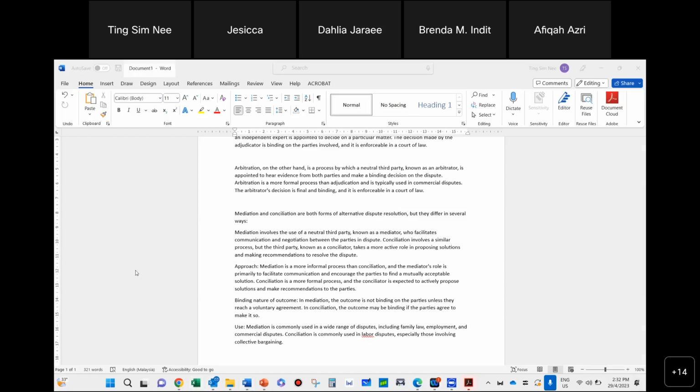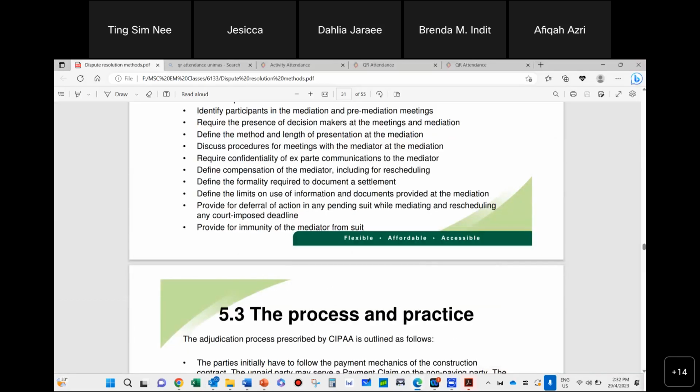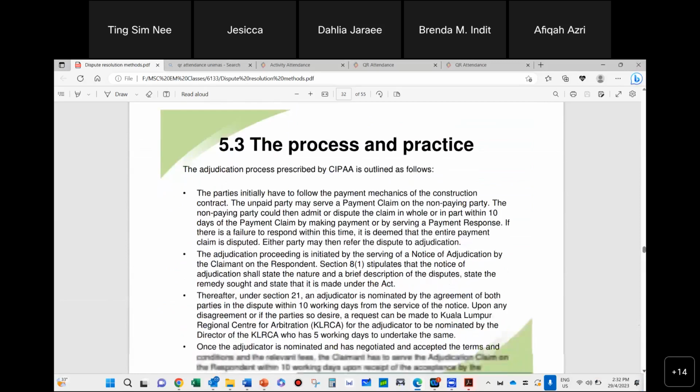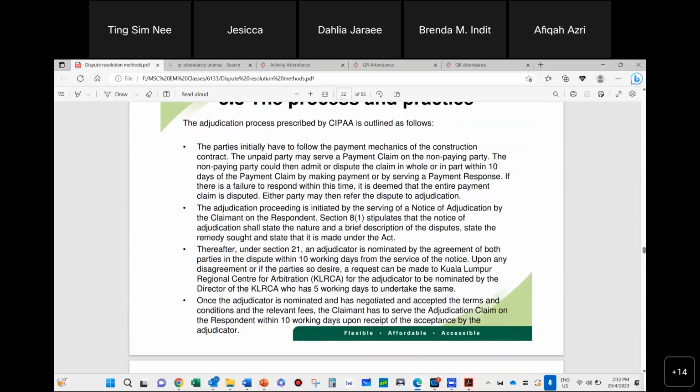Then we have another, a little bit more serious and a little bit tougher, which is the adjudication process. Okay, the adjudication process is something very, very new in the industry. It's actually mandatory for construction projects in the UK.